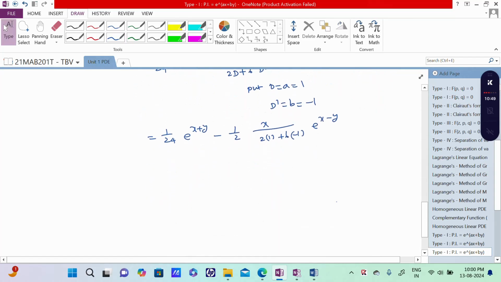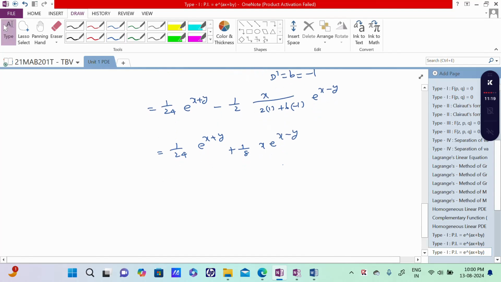For here, this is 2 minus 6, which is minus 4. Then here plus 1 by 24 e power x plus y. Then this is minus 4, and when I multiply here by 2, it is 8. So minus x over minus 8, that is plus 1 by 8 x e power x minus y. Now this is our particular integral. If you want to take any term common, you can, otherwise just stop up to this. So this is our particular integral.